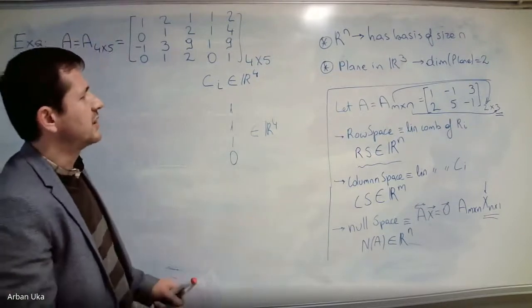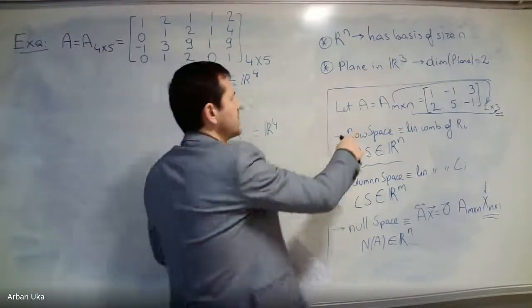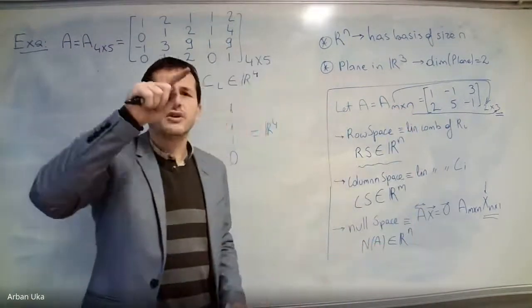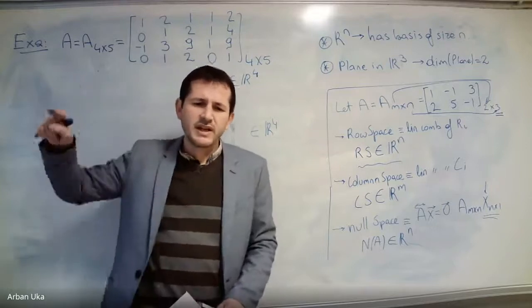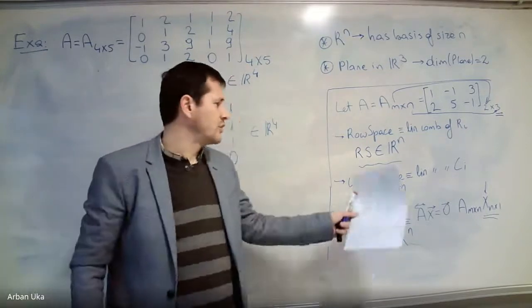It's not difficult to think that we have m rows and n columns. If you have n columns, that means that the row has n entries, right? So the row space should be R n.